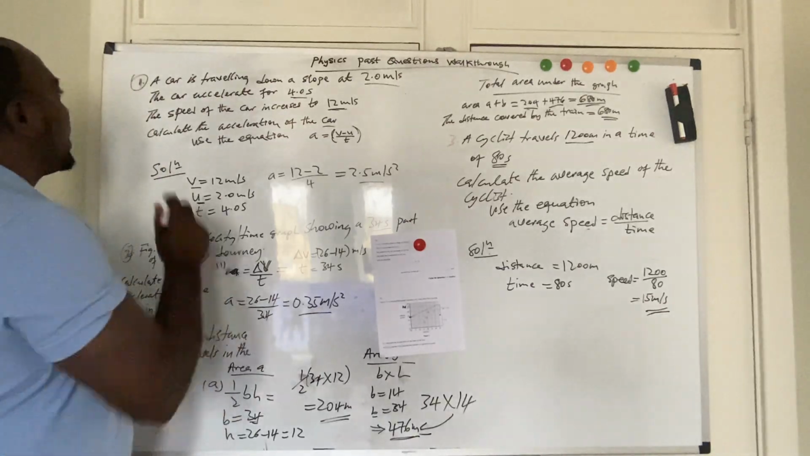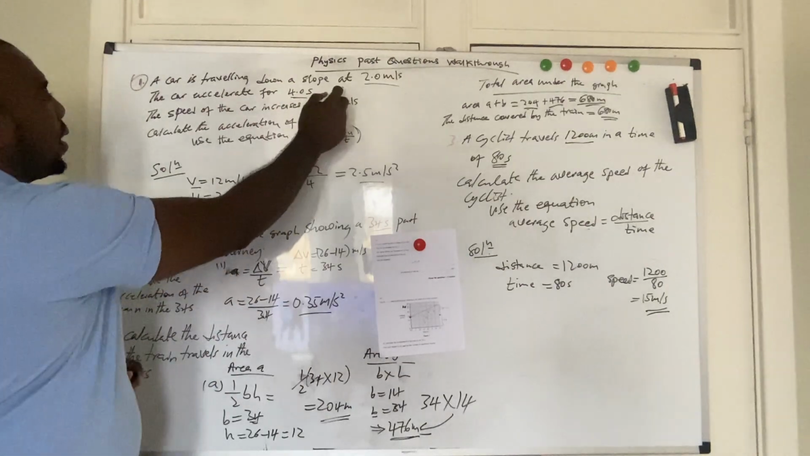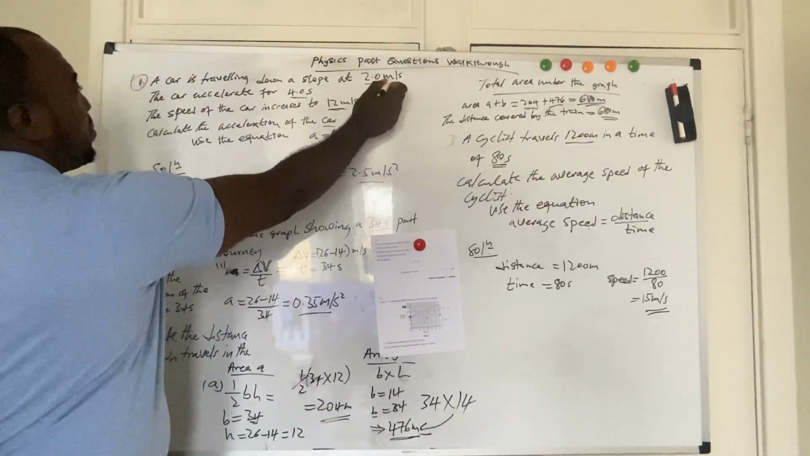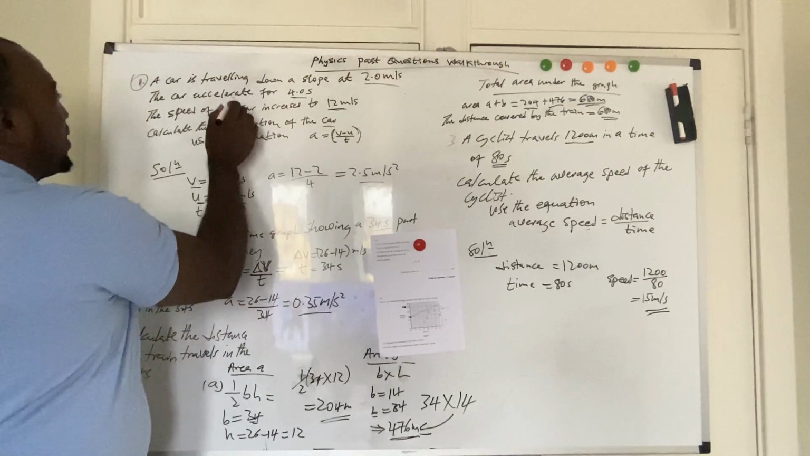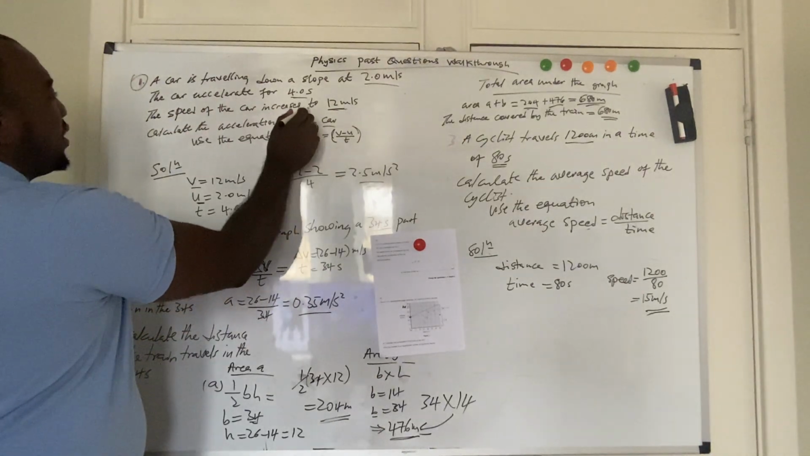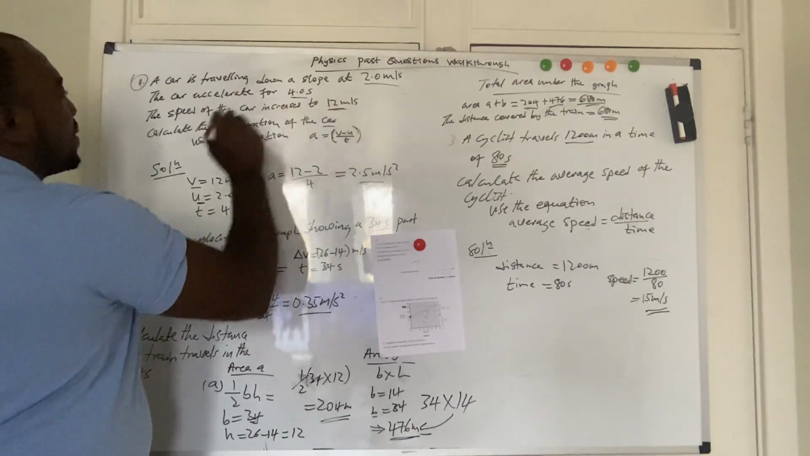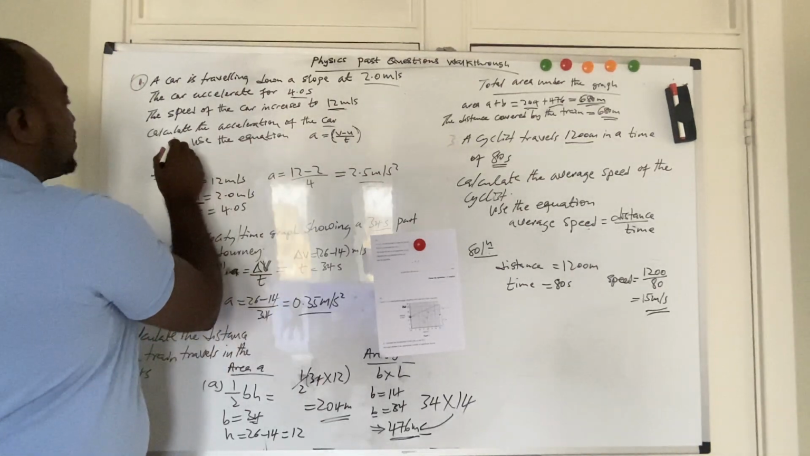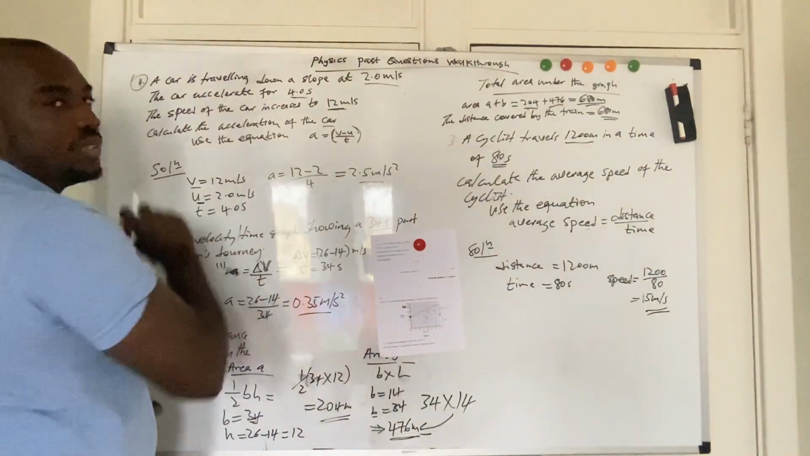Here we've got a car traveling down a slope at 2 meters per second. The car accelerates for 4 seconds. The speed of the car increases to 12 meters per second. We are to calculate the acceleration of the car.